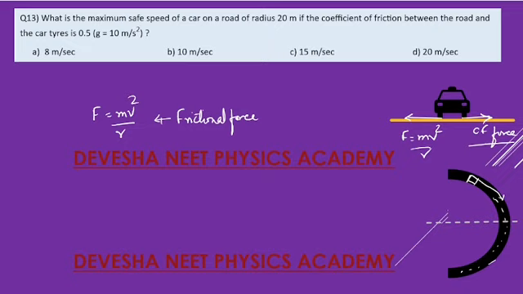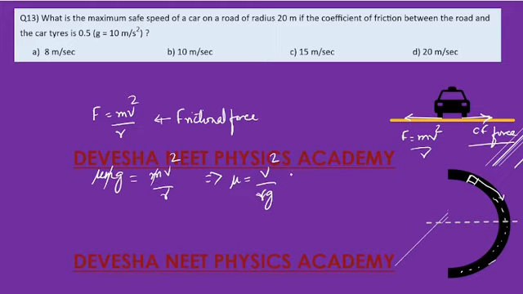Okay. Now, what is frictional force? Frictional force is normally mu mg. So mu mg is equal to mv square by r. So we need to find the coefficient of friction, so mu is equal to again v square by r g.